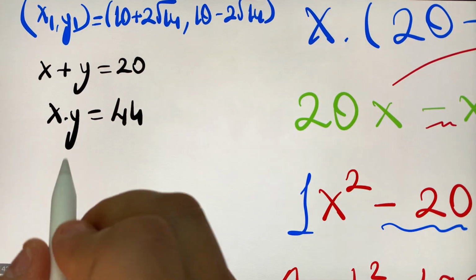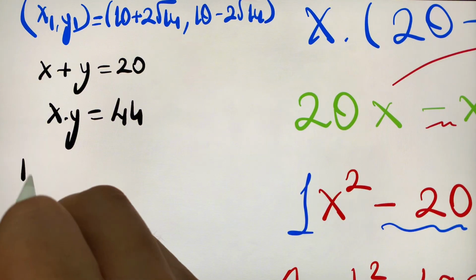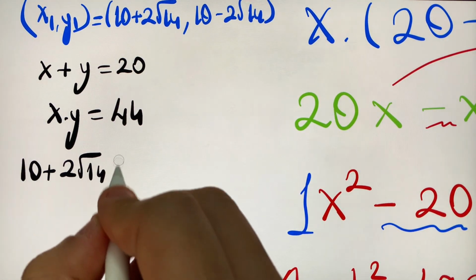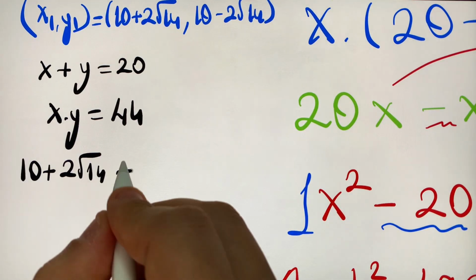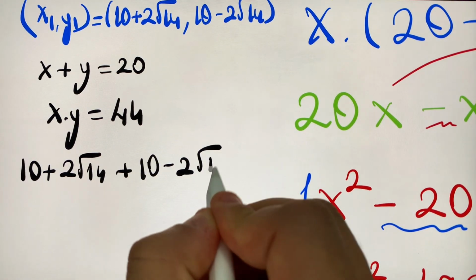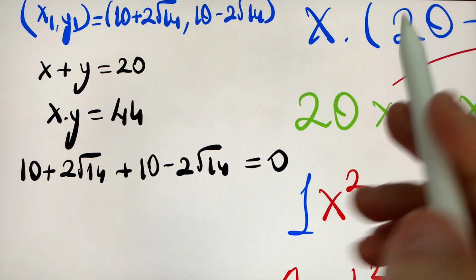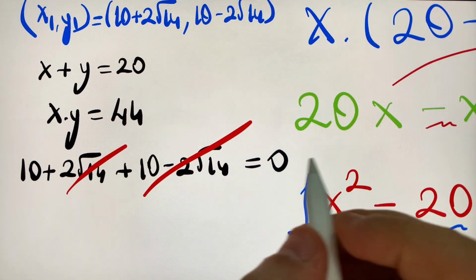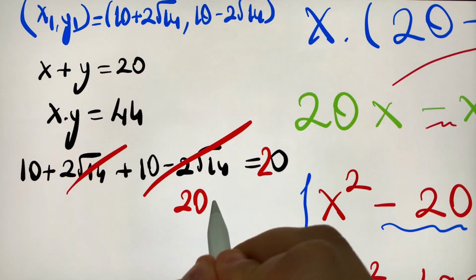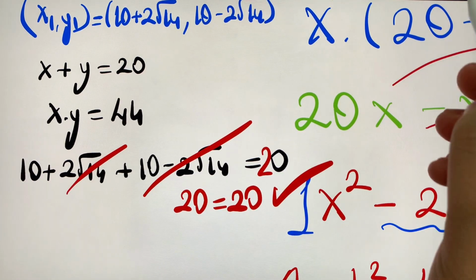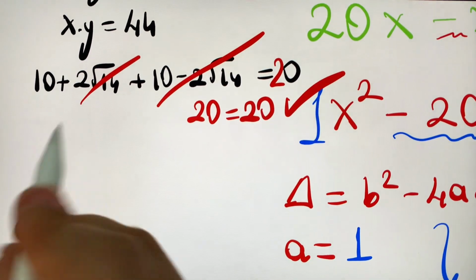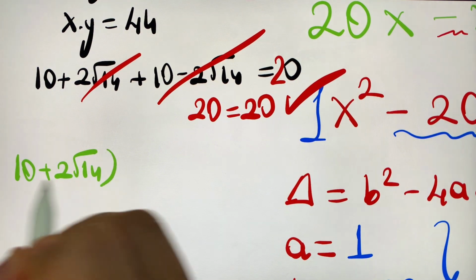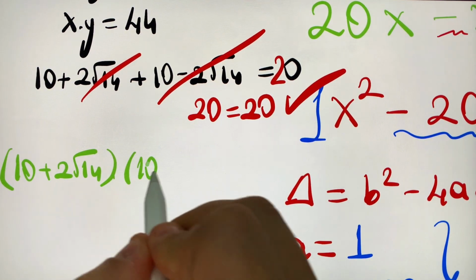I will only show one of them; you can do the other. 10 plus 2 root 14 plus 10 minus 2 root 14. If you pay attention, these expressions are opposites of each other, so this place is 20 equals 20, which is satisfied. If we look at the second, it asked us to multiply them: 10 plus 2 root 14 times 10 minus 2 root 14.